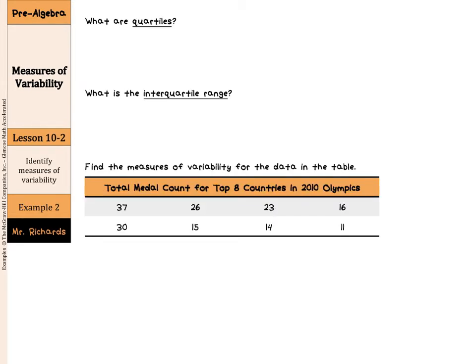Next, we get into quartiles. And what are quartiles? Well, they are values that divide the data into, when you think quarter, there's 4 quarts, or 4 quarters in a dollar. There's 4 quarts in a gallon, 4 quarters in a game. So into 4 equal parts.